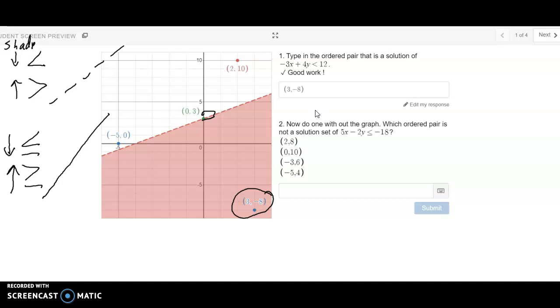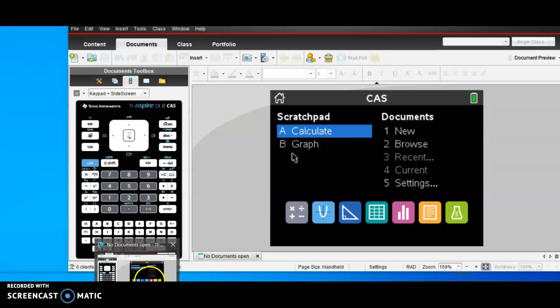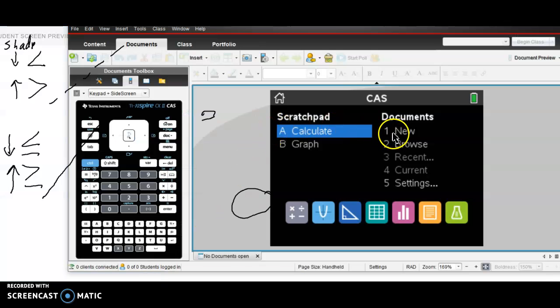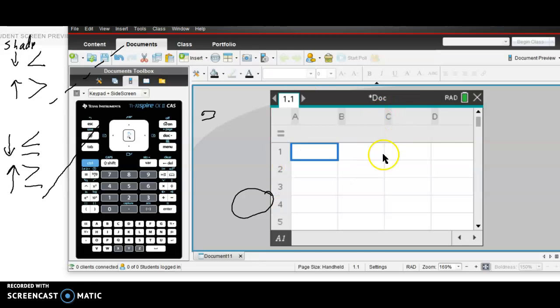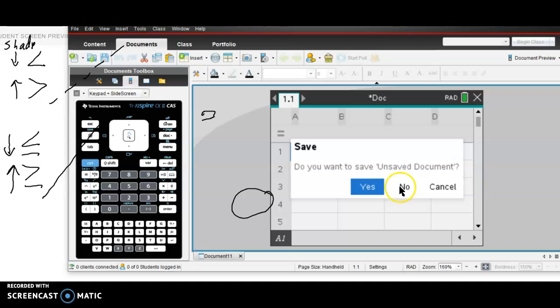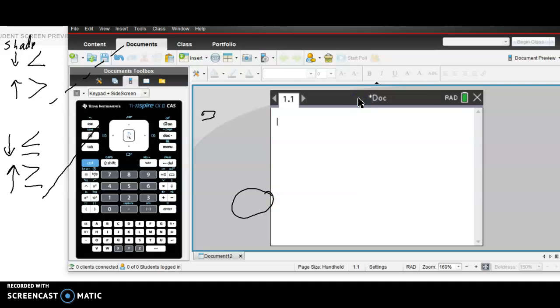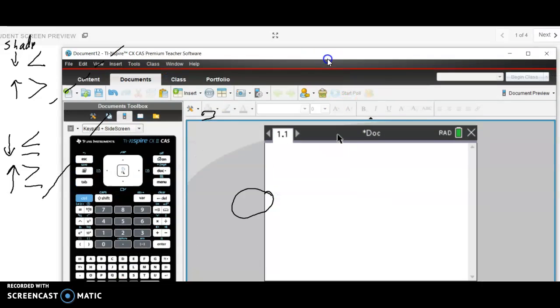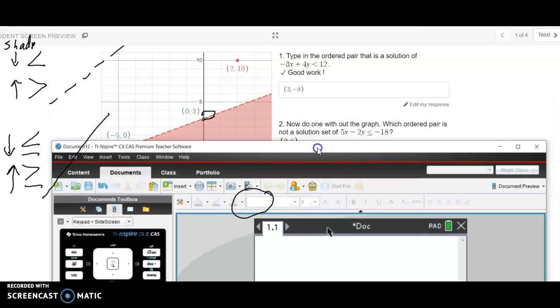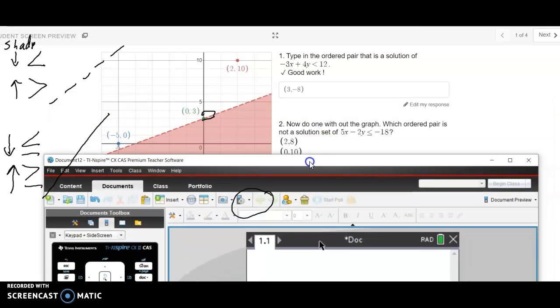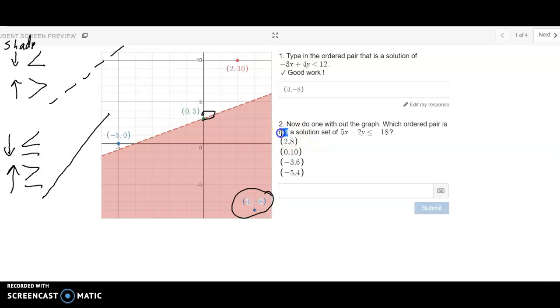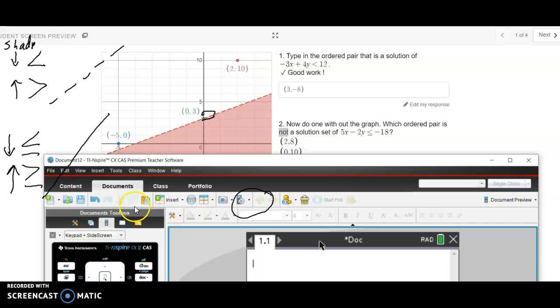Okay, now number 2, we're going to use a calculator to solve this because they won't always draw the graph for you. So we're going to go ahead and go new, add the calculator. And now here, I'm going to use my true and false to determine what this answer set is. Now, this is one of those trick ones where they use the word not. That means that I want a false reading when I do this.